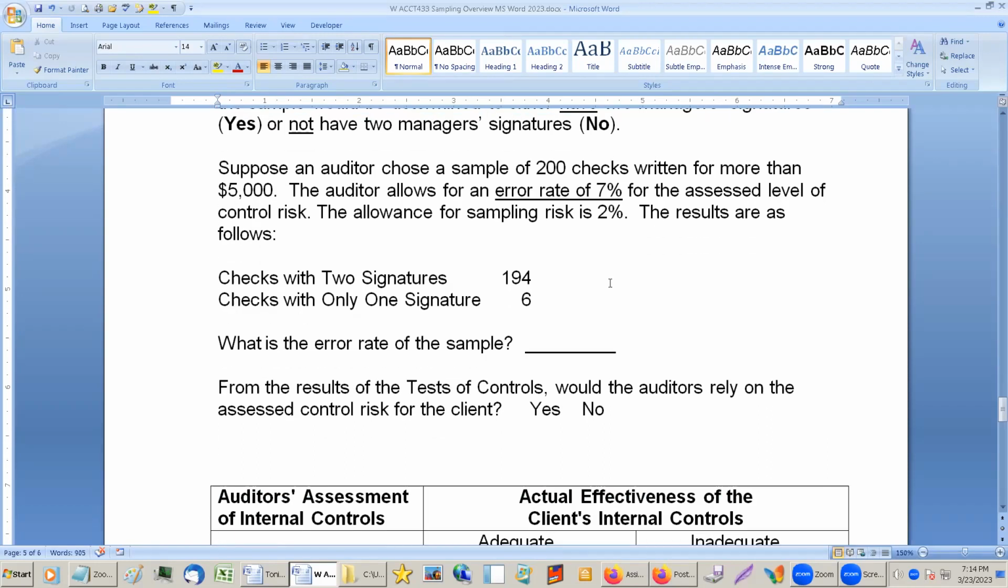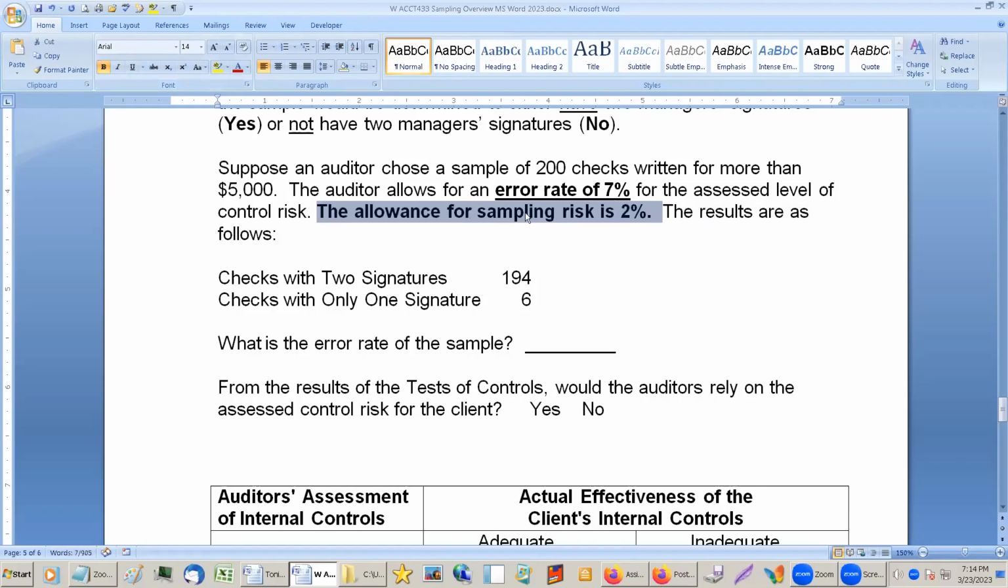Okay. So the auditor chose a sample of 200 checks written for more. The auditor allows for an error rate of 7%. So the auditor says, okay, if there's an error rate of 7%, I'm okay with it. The allowance for sampling risk is 2%.